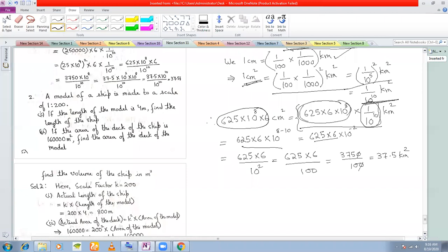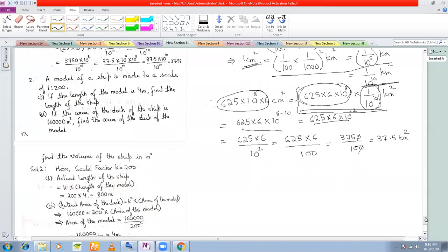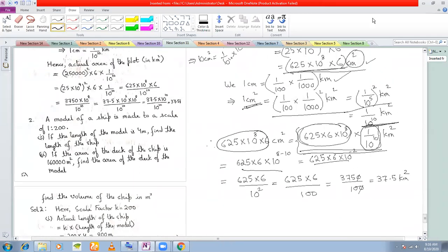Now I have only simplified here with the laws of exponents. The main step is this, which you were not able to understand. All the others are basically your laws of indices. Okay. So let's move on to the next one. Let me erase this first.